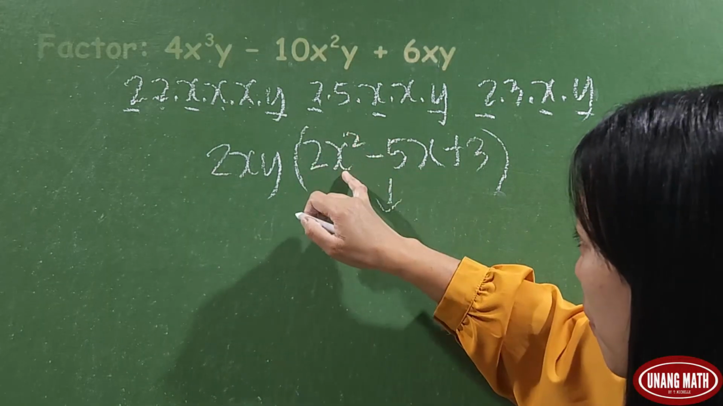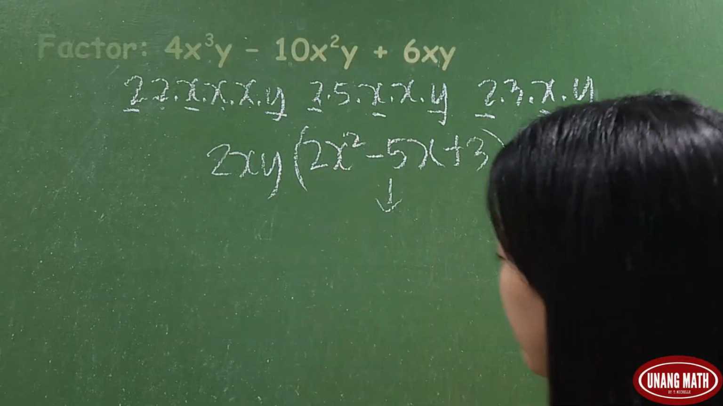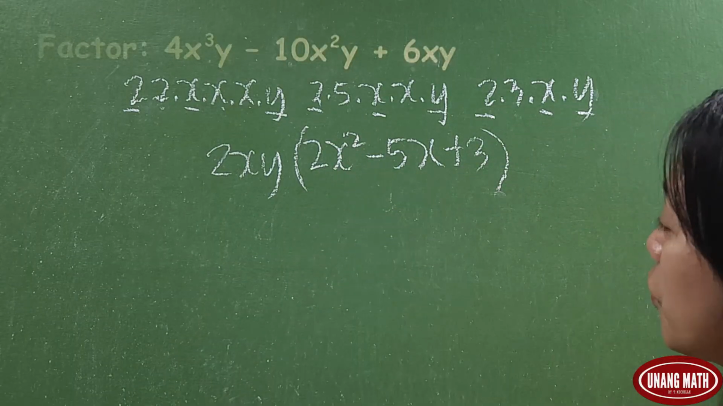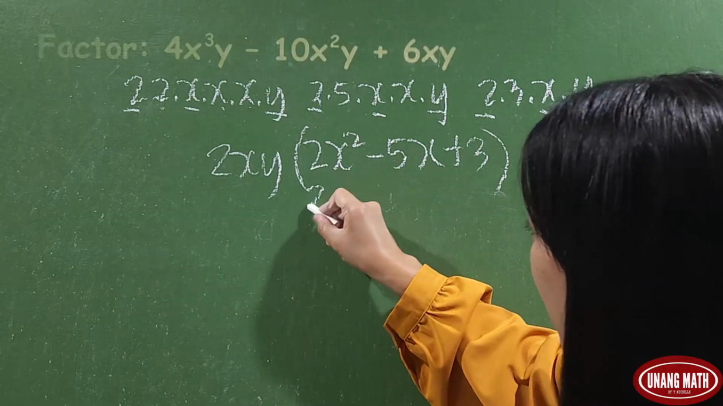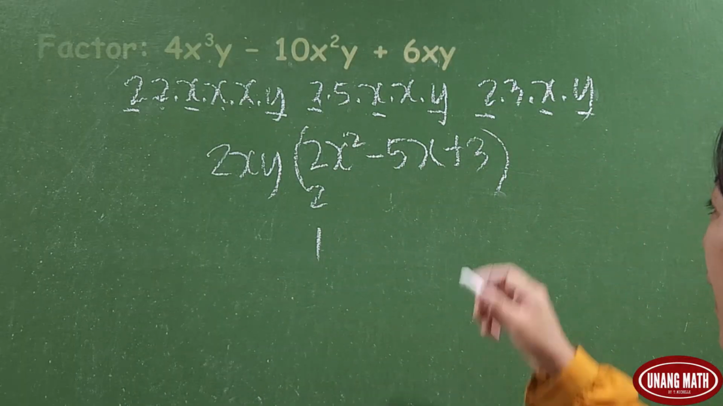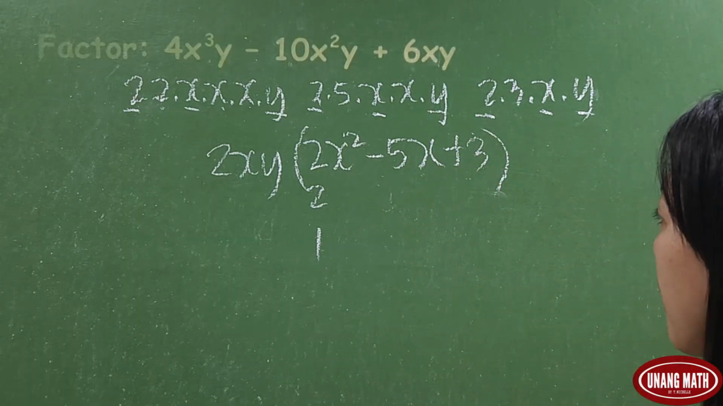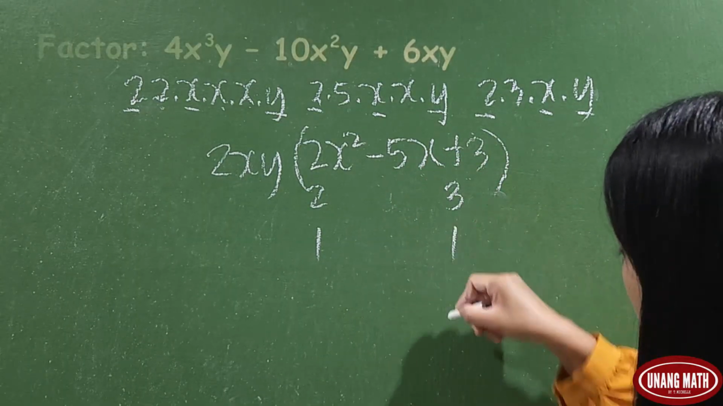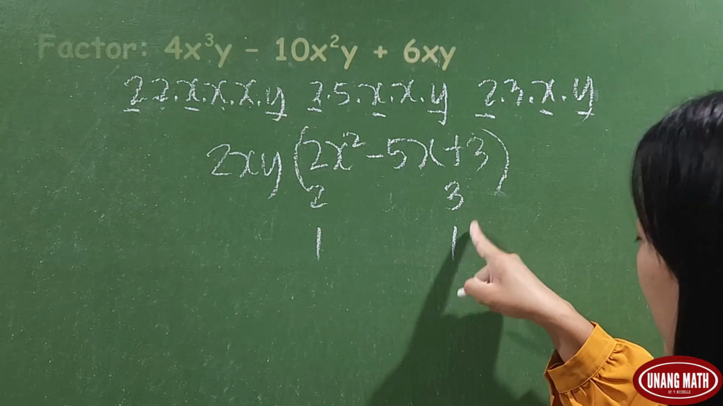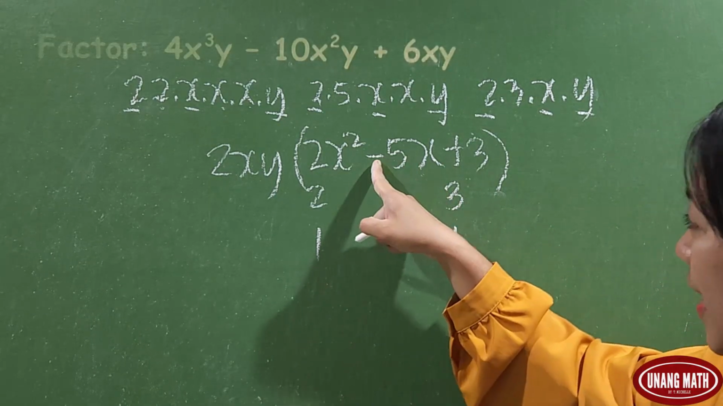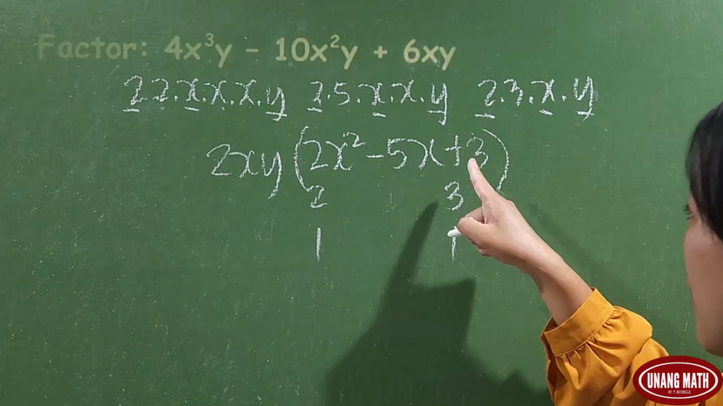So, since the coefficient here of x squared is 2, what are the two numbers or factors of 2? Let's have 2 and 1. This is positive 3. And the coefficient of x is negative 5. So, this can be 3 and 1. But take note, this is negative 5. And this is positive 3.